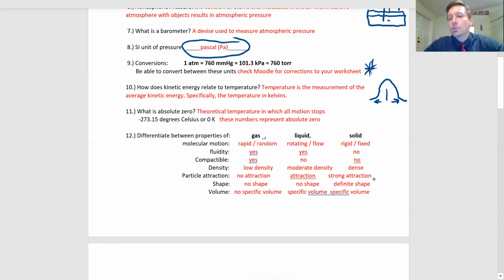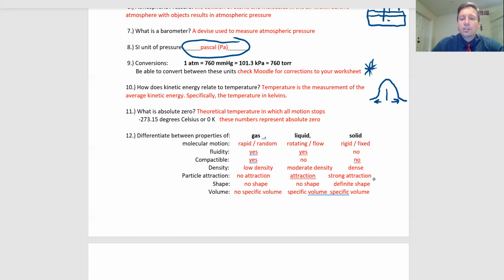What is absolute zero? Please remember, it is theoretical. It's never been achieved. It's come very close, but it is the theoretical temperature at which all motion ceases. It stops. Particles stop moving. So it is 0 Kelvin. Kelvin never has a negative number. So it is negative 273.15 degrees Celsius.